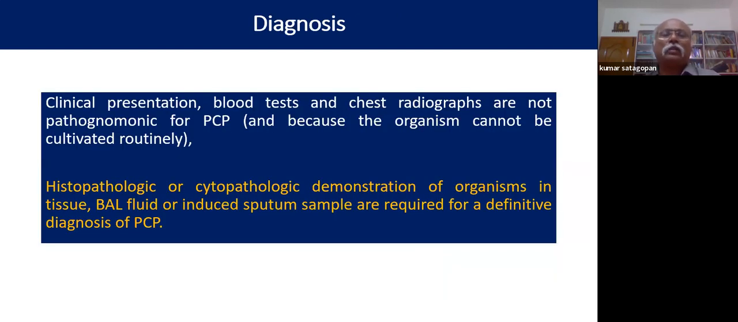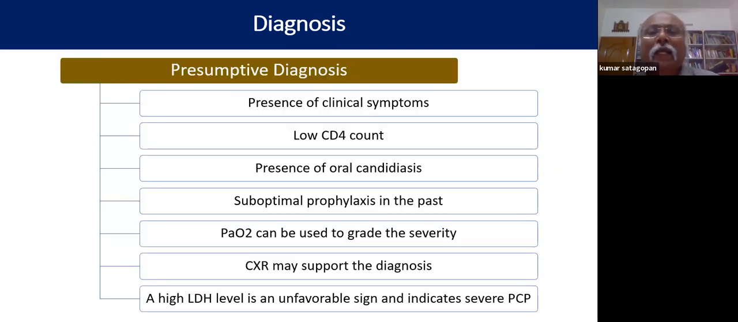So how to diagnose? Diagnosis is more clinical. Blood tests and chest X-ray are not pathognomonic for PCP. On X-ray you can see hypoxemia and the lesser signs. Histopathologic or site demonstration of the organism in tissue, BAL fluid or induced sputum is required, but these need more technical expertise and a tertiary care center. Next slide. So PCP is more of a clinical diagnosis.